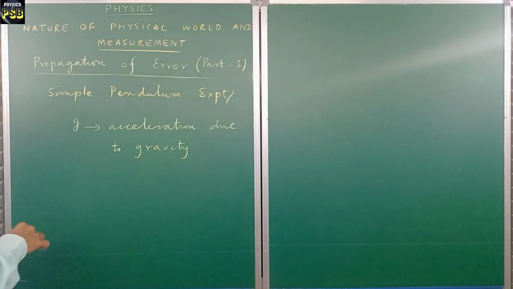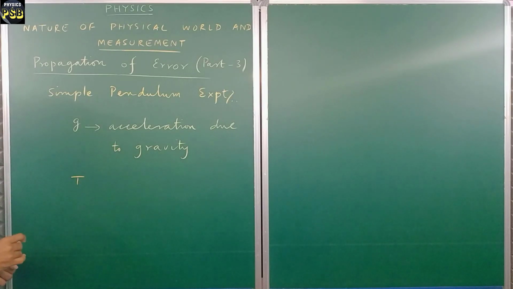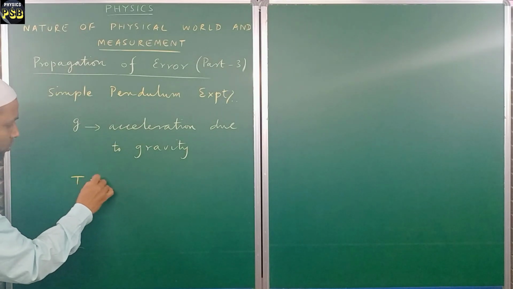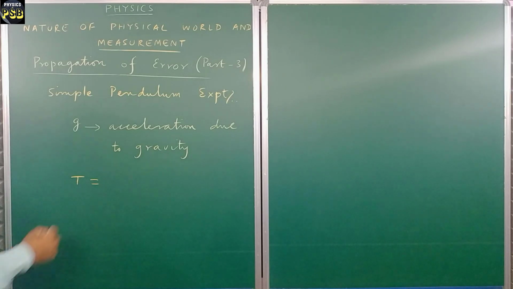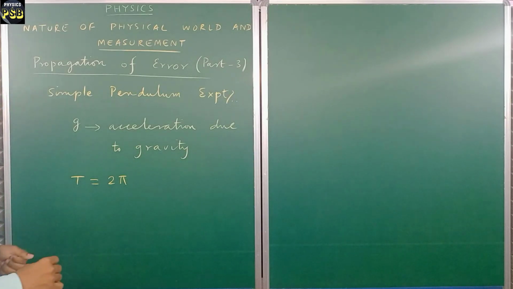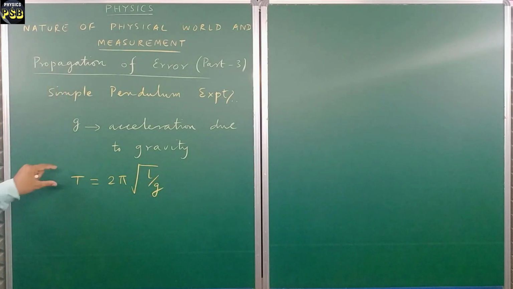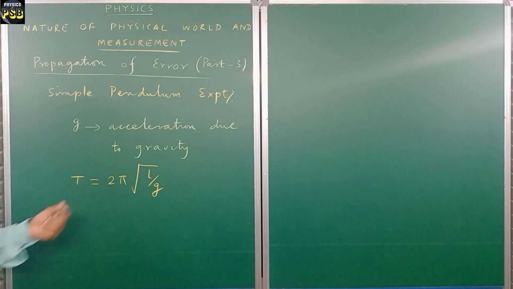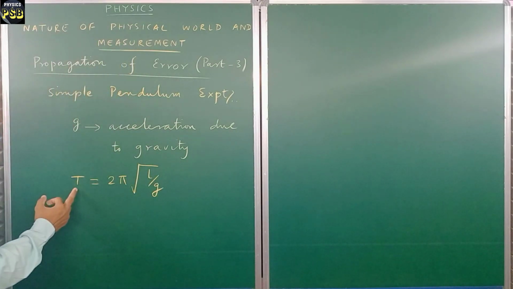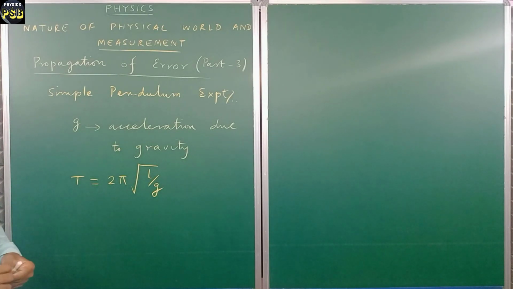Okay, so what is the formula used to calculate the value of g? Let's derive it. I start with the equation for time period. We know time period T equals 2 pi root of L upon g. This is the formula used to determine the time period, the time taken by the simple pendulum to complete one oscillation.